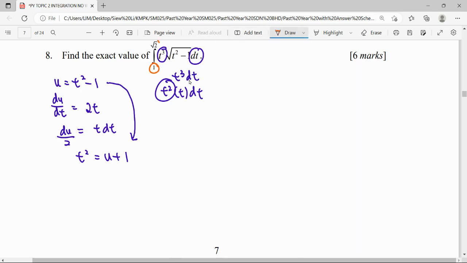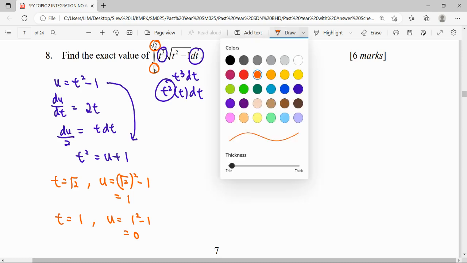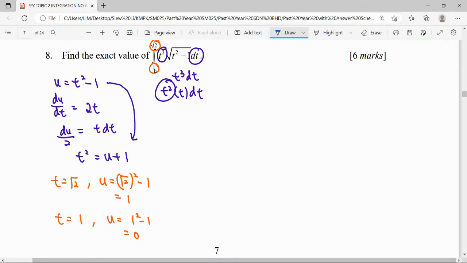Now we proceed to our limits. Our limits are t values, so we have to substitute them in terms of u values. When t equals the upper limit square root 2, the limit for u will be square root 2 squared minus 1. So we figure out what our u value is here. For the lower limit, when t equals 1, 1 squared minus 1, we get 0. So finally, every part of this question which is in terms of t, we change to u, we substitute into the new unknown, which is in terms of u.